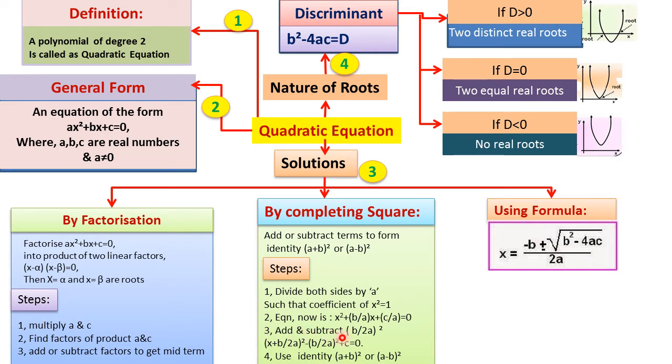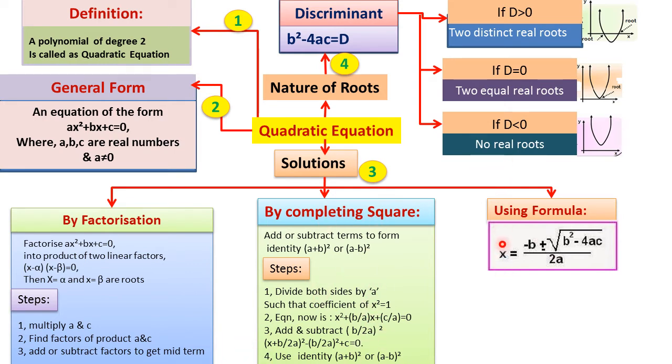Then in the third step, add and subtract (b by 2a) whole square. So we have to add and subtract this (b by 2a) whole square, and further we can simplify and get it in this form, either (a plus b) whole square or (a minus b) whole square, and equating it to 0, we will be able to get the roots of the equation. That is called the completing the square method.